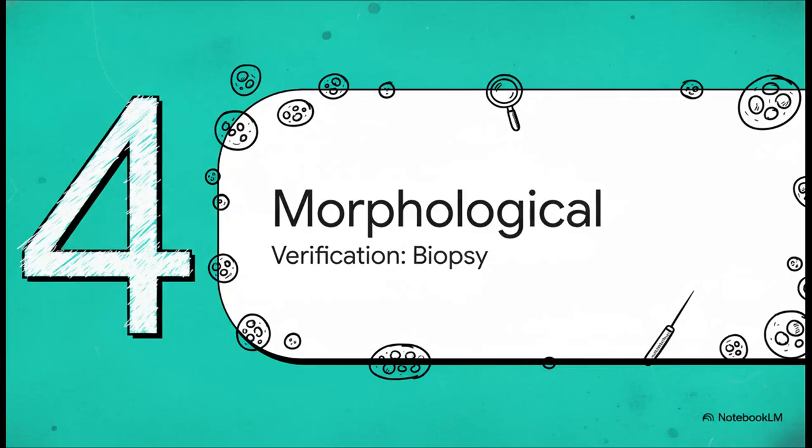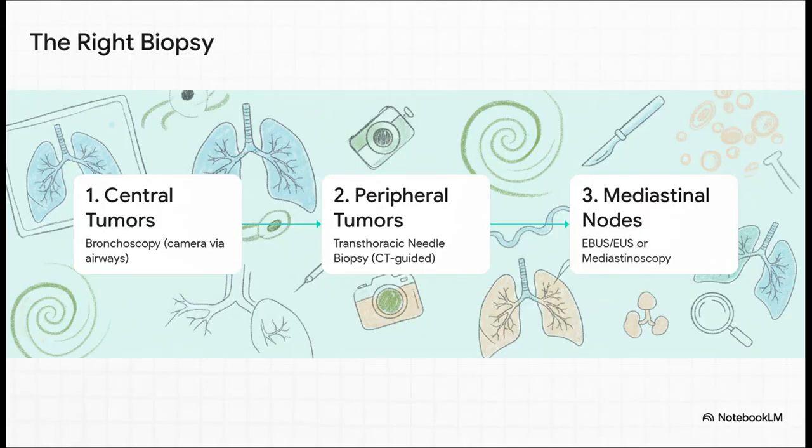Okay, so imaging gives us a ton of really strong evidence, but at the end of the day, it's not definitive proof. For that, you need morphological verification. In other words, you need a biopsy because, as the saying goes, tissue is the issue. So how do we get that proof? Well, it all depends on the location.